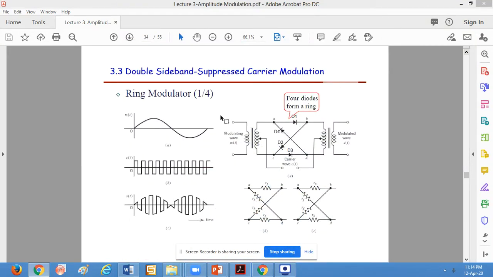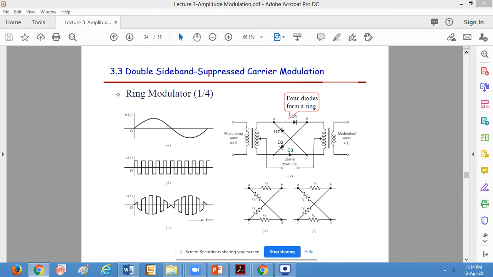So, in this new lecture of double sideband suppressed carrier modulation, today we'll study the ring modulator. What we have are four diodes, D1, D2, D3, and D4. They are all forming a ring. That's why we call it the ring modulator.